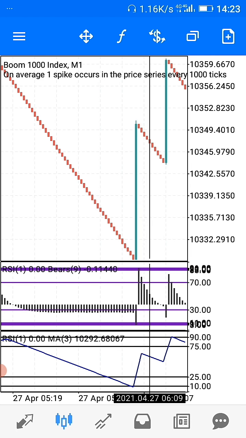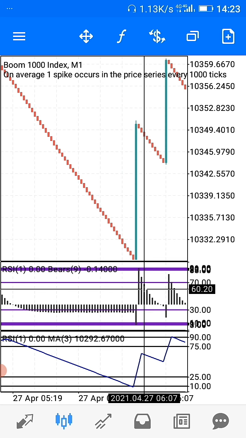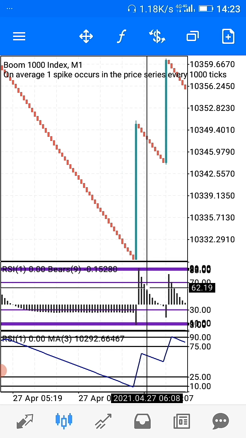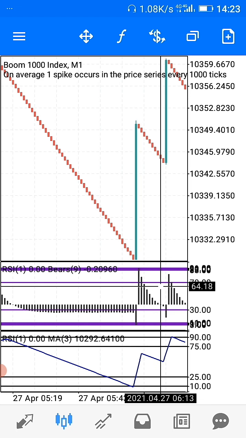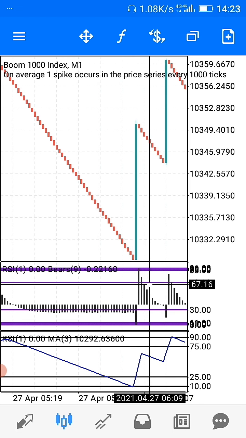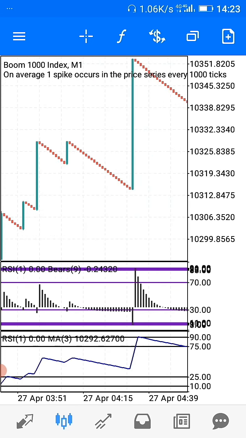Now let's count 3 candles from the spike. 1, 2, 3, okay? Then you place your trade on the 4th one. That's 1, 2, 3, 4, 5, 6. You take your 6 candles and you're out of the market. Okay, let's keep checking. Let's keep back testing.